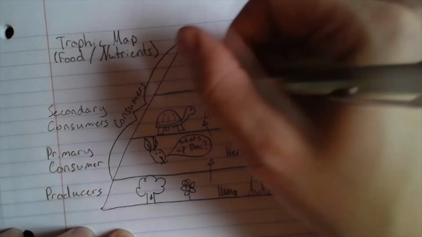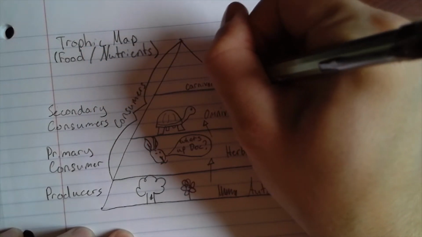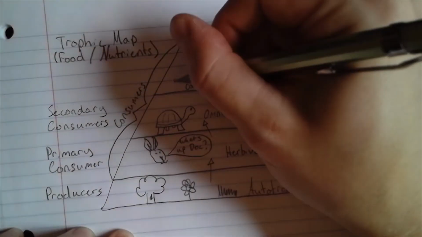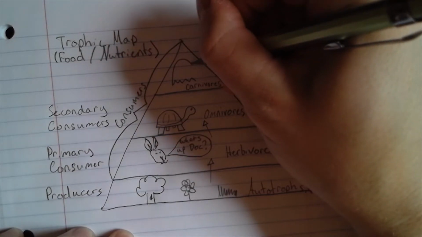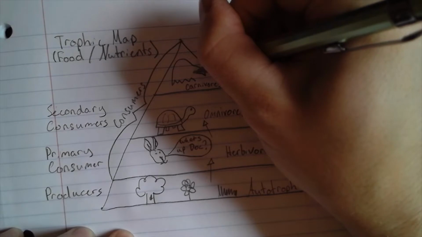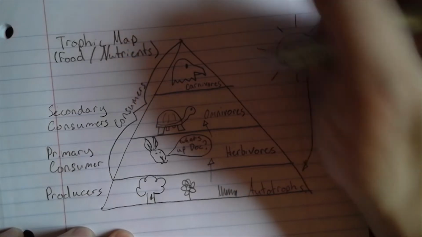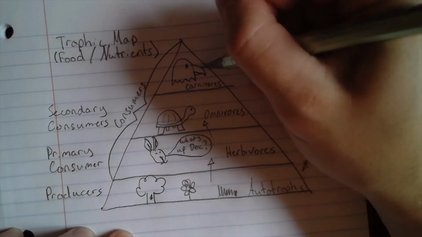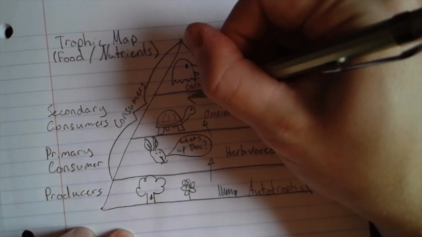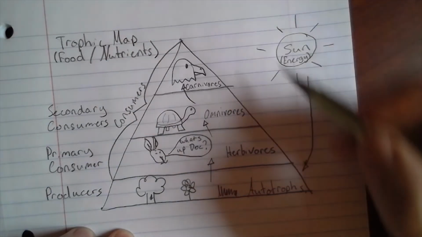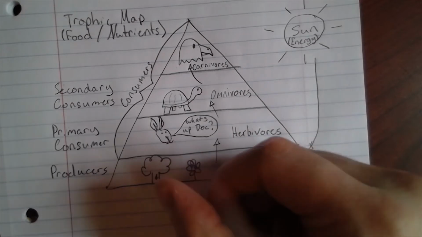Now finally, at the top of our pyramid, we have what we know to be called carnivores. This includes things like bears, bald eagles, things that will only eat meat and nothing else. No matter what, that is how they survive, by eating other consumers. They're getting energy directly from omnivores, herbivores, and nothing else because they don't eat autotrophs. They don't eat the producers.